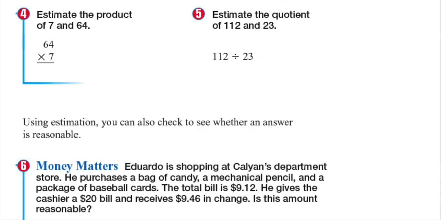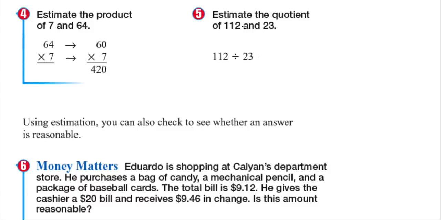Let's take a look at example number 4, and let's estimate the product and the quotient. When we don't need an exact answer, estimation can be a good method of finding an approximate answer for a problem. Estimate the product of 7 times 64. If we look at that carefully, we can round 64 to 60, and 7 remains the same. Multiply both of them, it is approximately 420. So the estimated answer of 7 times 64 is 420.